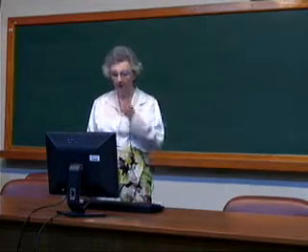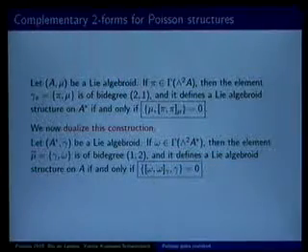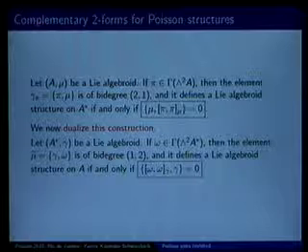There's another definition in the literature, more specifically in a paper by Yvette Kosmann-Schwarzbach. That's the notion of complementary 2 form for Poisson structures. So I will try to explain what they are in my language, although it's explained very well in Izu's language.